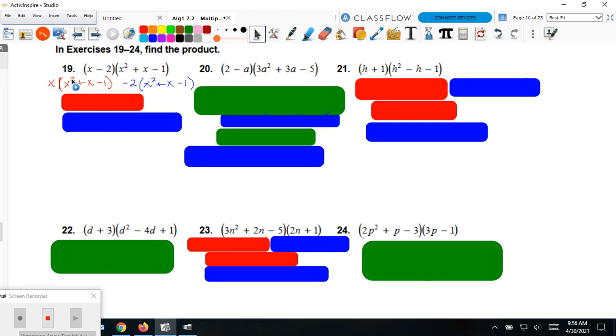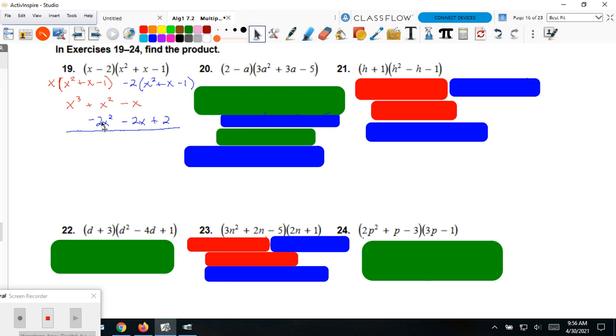So x times x squared is x to the third. So we're going to start by seeing x to the third. x times x is x squared, and then x times negative 1 is negative x. And then we come to the one here in blue, which is negative 2 times that same trinomial. Negative 2 times x squared, we're going to put that under the x squared term there, is negative 2x squared. Negative 2 times x is negative 2x. Negative 2 times negative 1 is a positive 2.